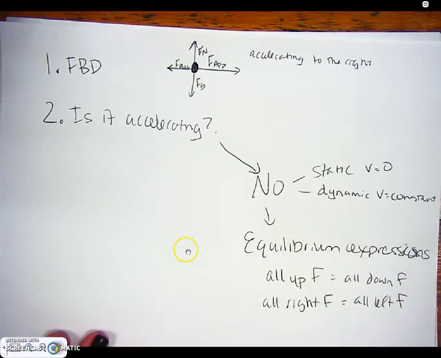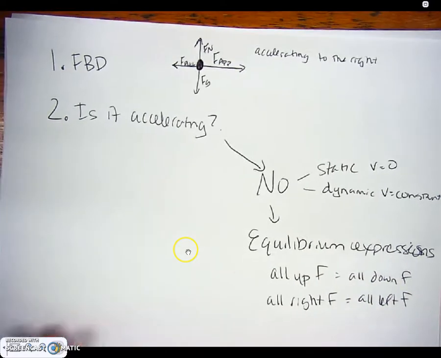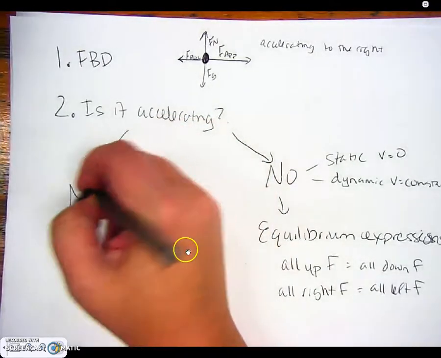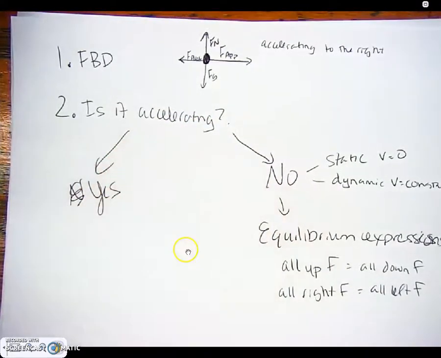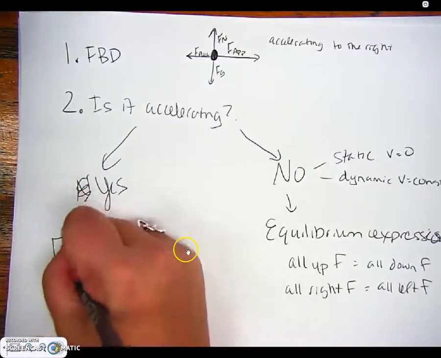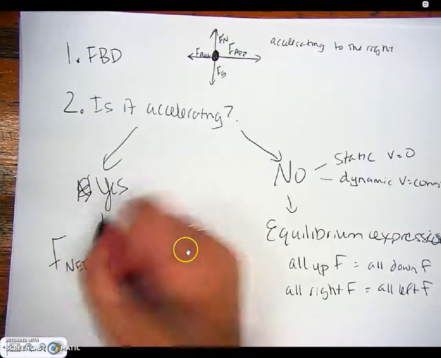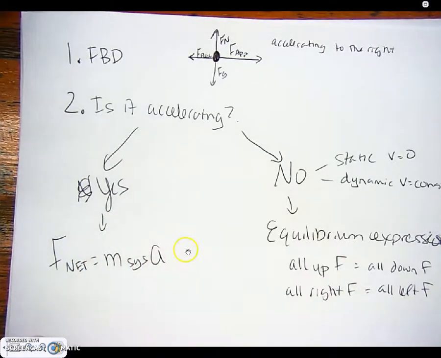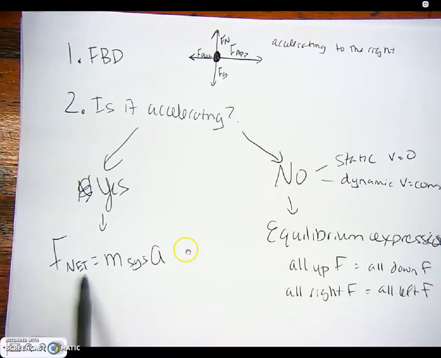Again, remember, we're going to be dealing with these like vectors and separating them into their components. If the answer to the question is yes, it is accelerating, then in order to solve this problem, we're going to write a sum of all forces equation where F net is equal to the mass of the system times acceleration. So what is F net?